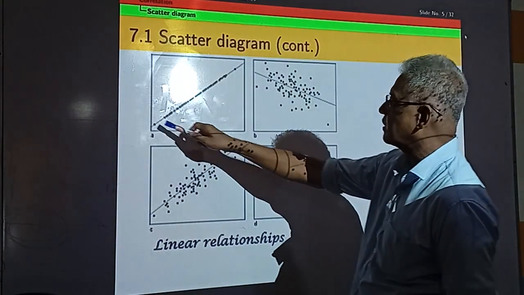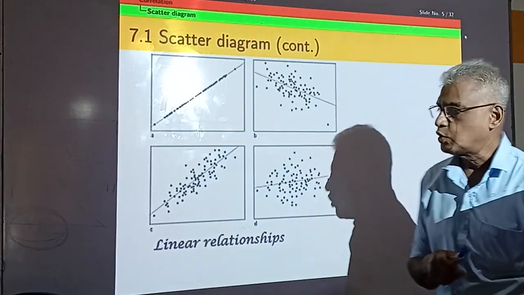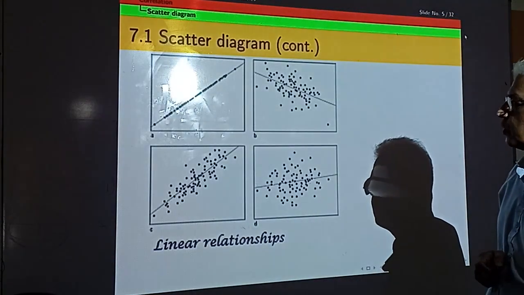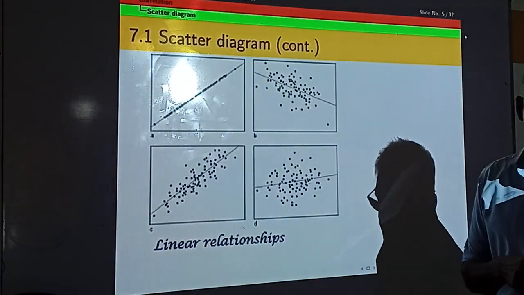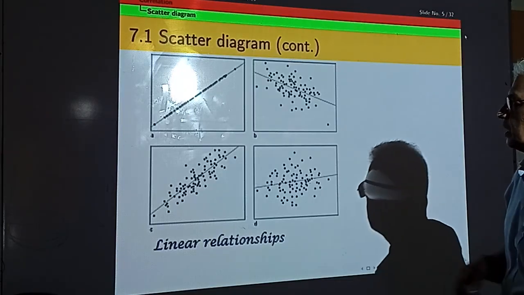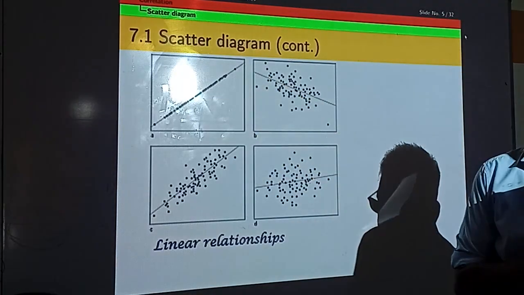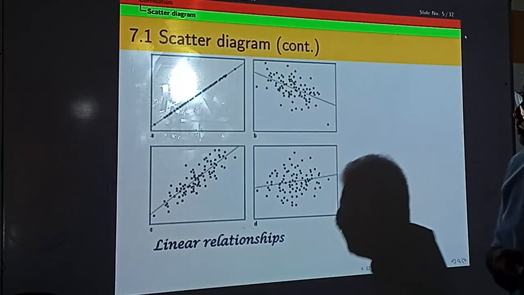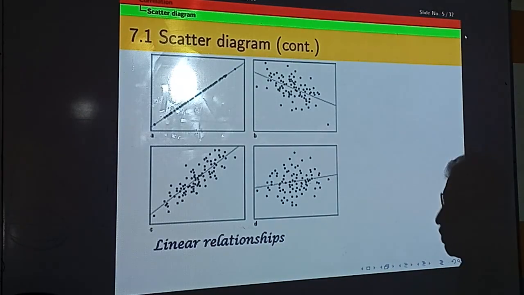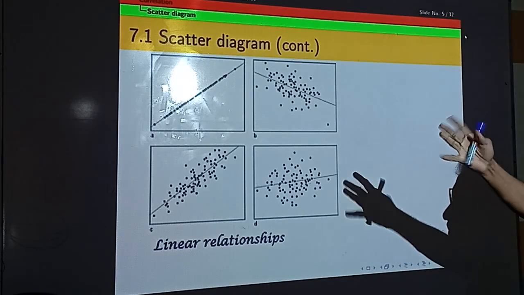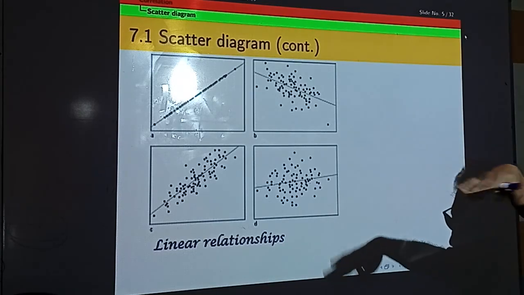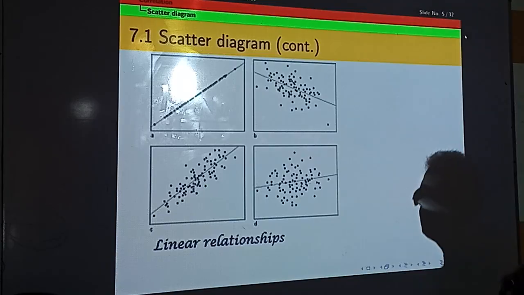In this case, the line has a positive slope, therefore we say there's a positive perfect linear relationship. Like if we had a set of points on a line with a negative slope, then we say negative perfect linear relationship. So not only the strength, we can talk about the direction, positive direction or negative direction.